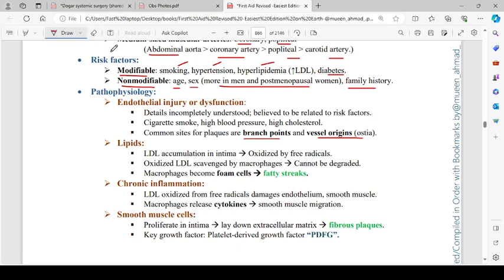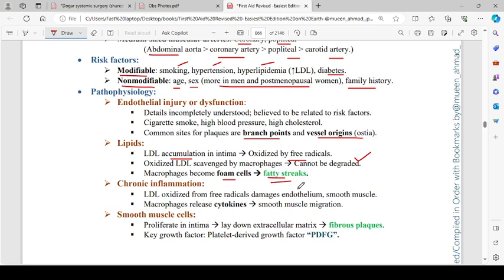Lipids: LDL accumulation in the intima. LDL is oxidized by the free radicals. Oxidized LDL is scavenged by the macrophages and cannot be degraded. Macrophages become foam cells, and they look like fatty streaks in most of the people. Most people by the age of 10 years have developed fatty streaks in them. It may be present in me and almost all the people who are listening to me right now.